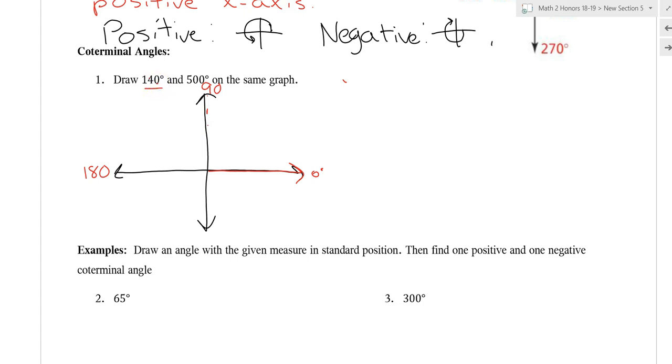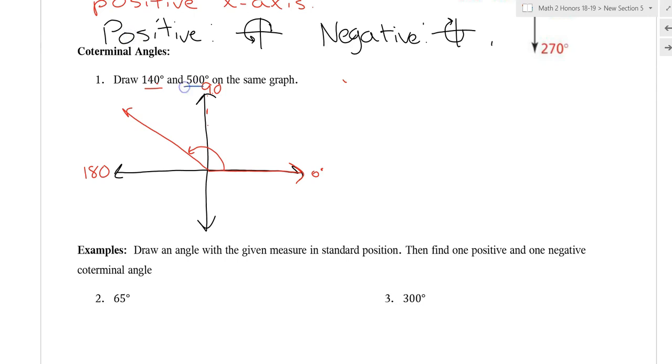How far past 90 is it? Well, it's 50 degrees past 90, so it's going to be a little more than halfway, because if this is 90 degrees, 50 is more than halfway. Okay, so that is my 140 degree angle.